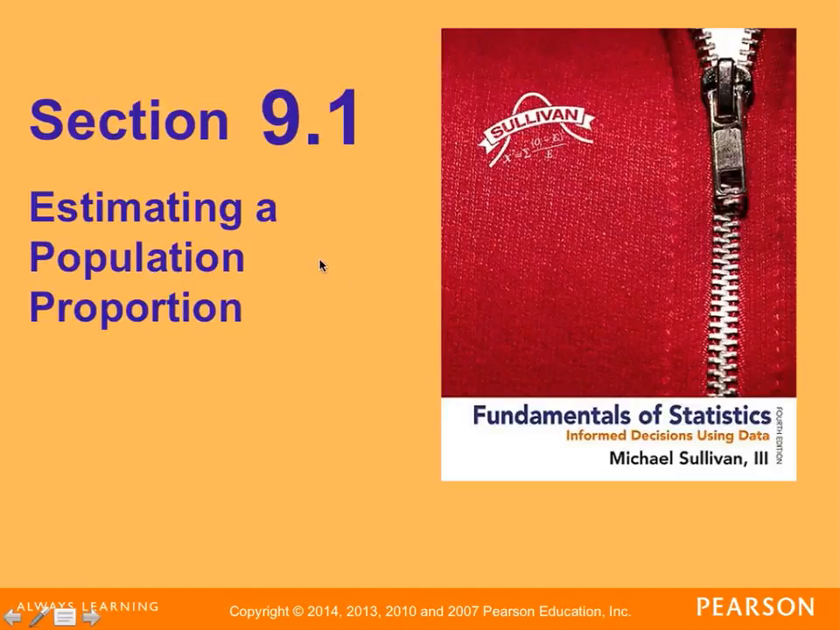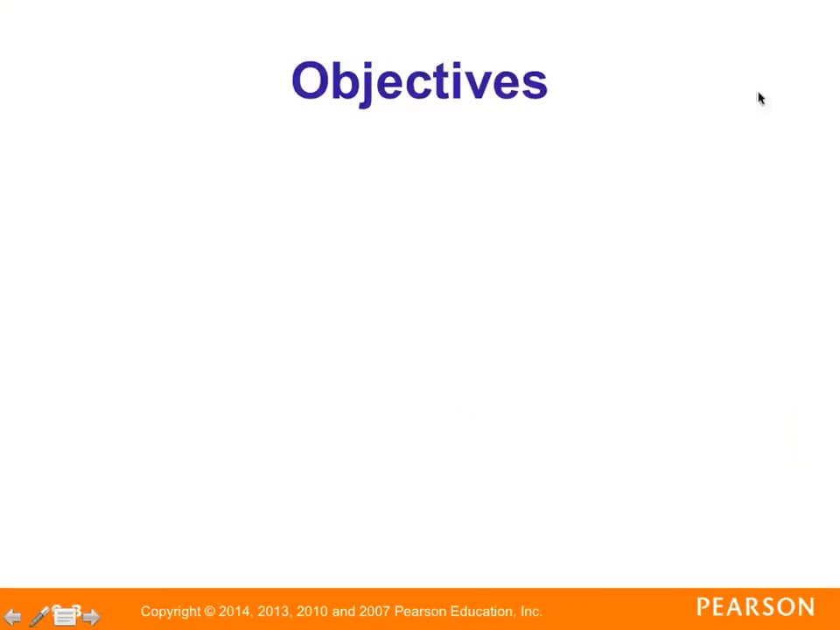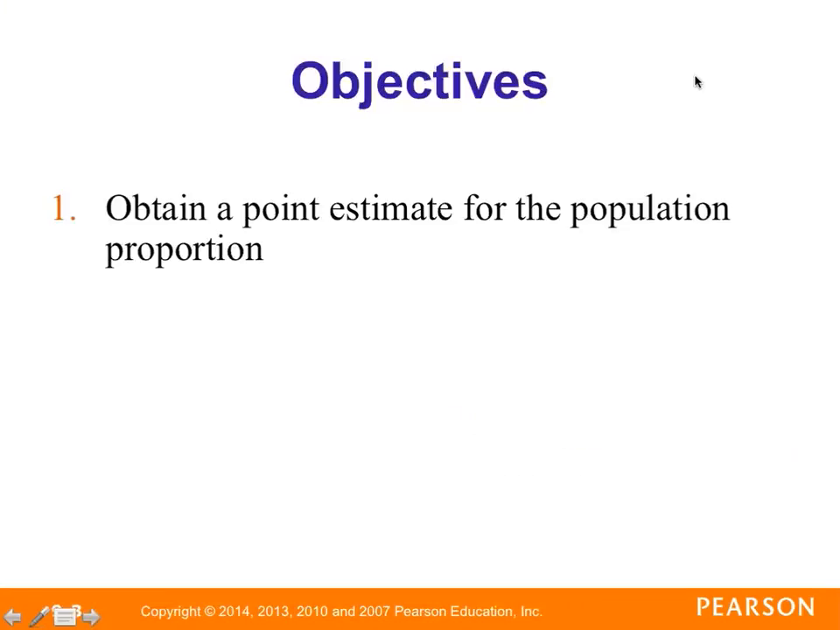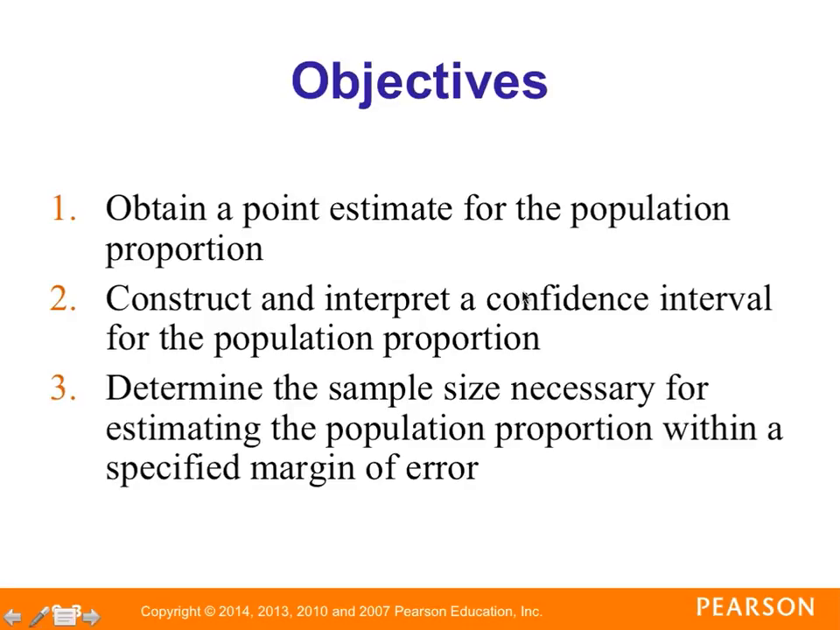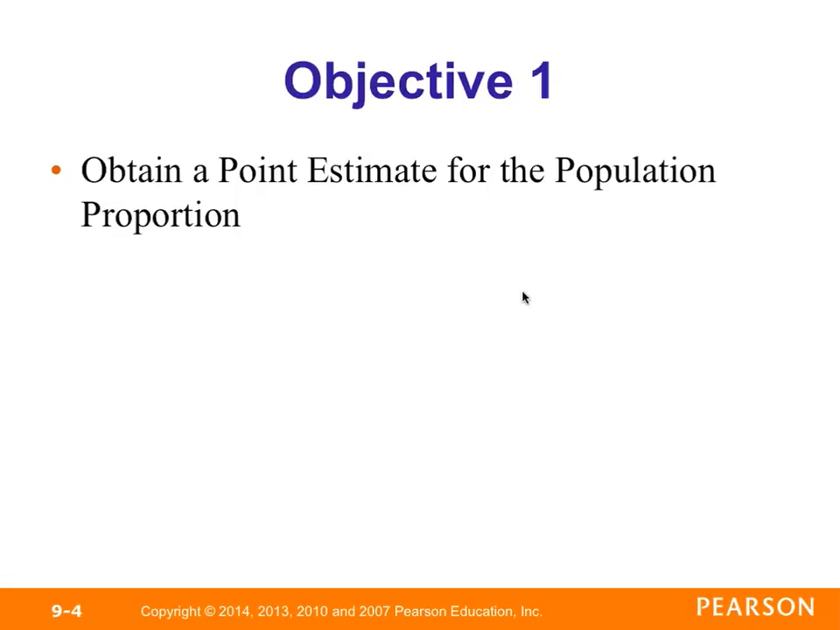We're going to start with section 9.1, which is about estimating a population proportion. The objectives in this section are to first be able to obtain a point estimate for the population proportion, and then you need to be able to construct and interpret a confidence interval, and determine the sample size necessary for estimating a population proportion within a specified margin of error. So let's start with obtaining a point estimate.